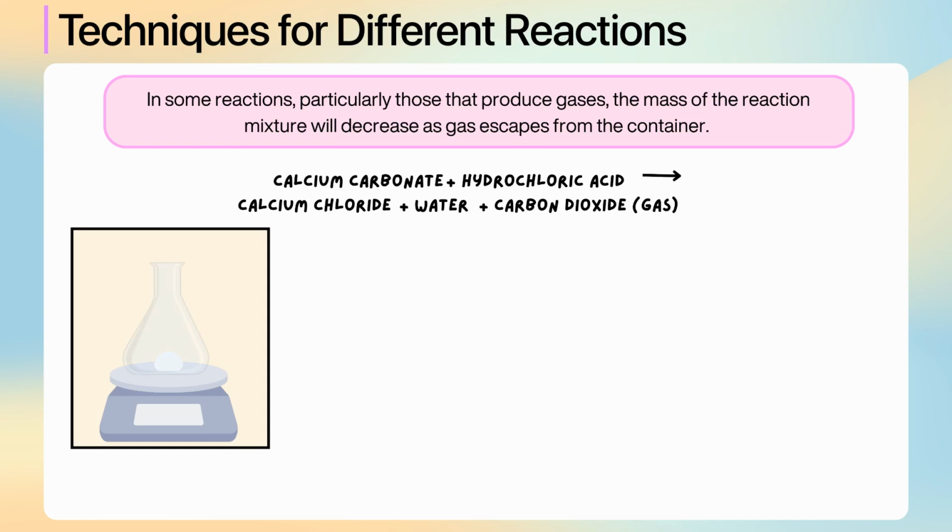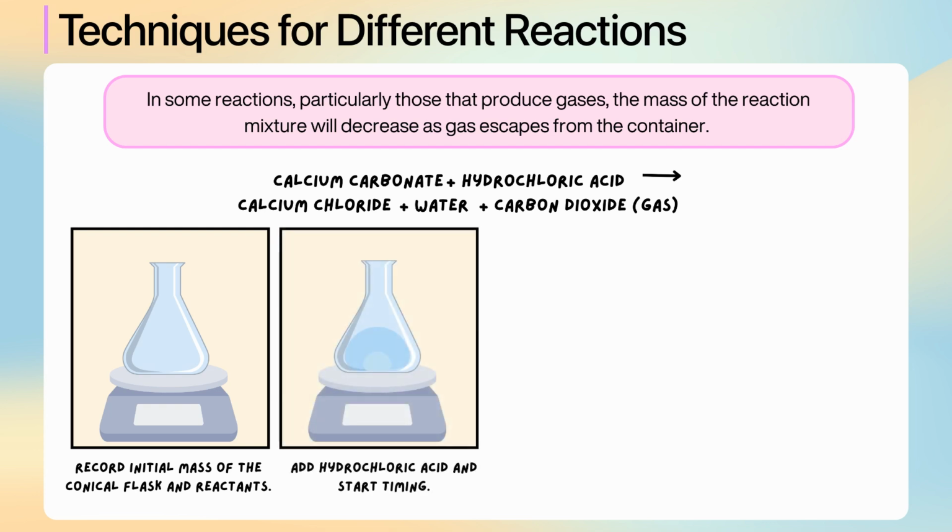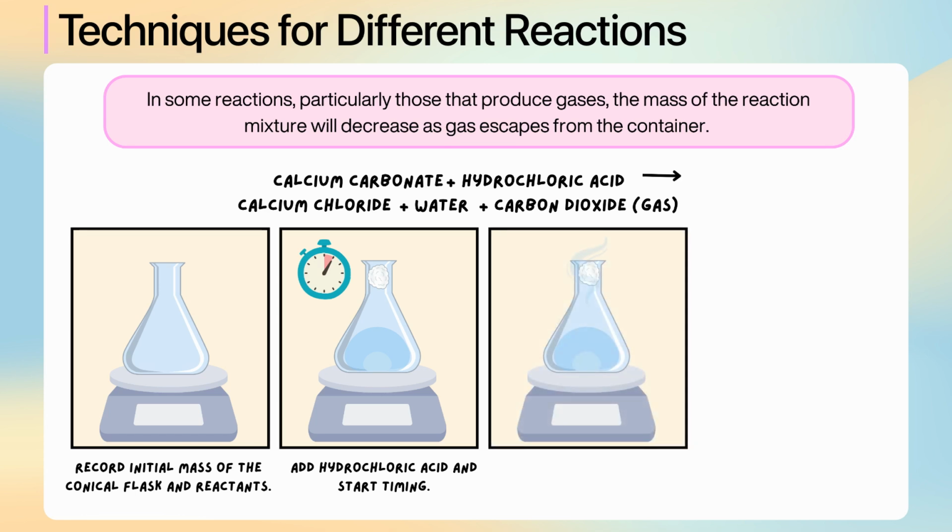Firstly, place the conical flask with the reactants, for example, calcium carbonate, on a balance. Record the initial mass before the reaction starts. Then, add the hydrochloric acid to the flask and immediately start timing as the reaction begins. Use cotton wool in the neck of the flask to prevent splashes while still allowing the gas to escape. As the gas escapes, the mass will decrease.